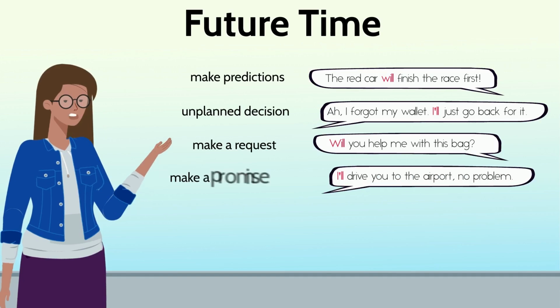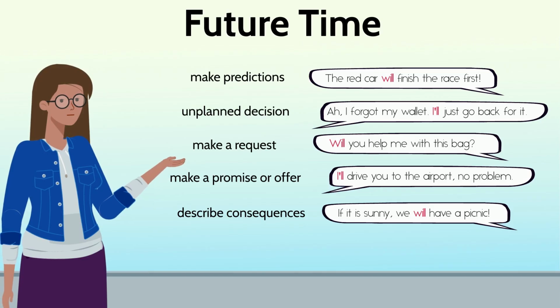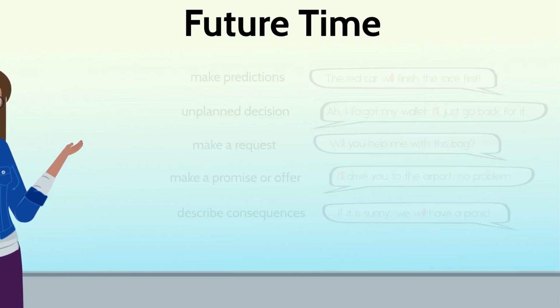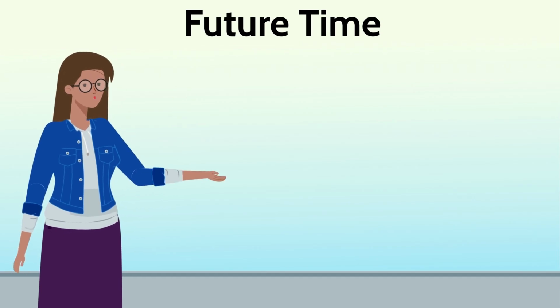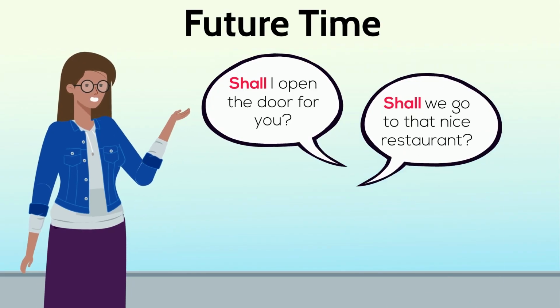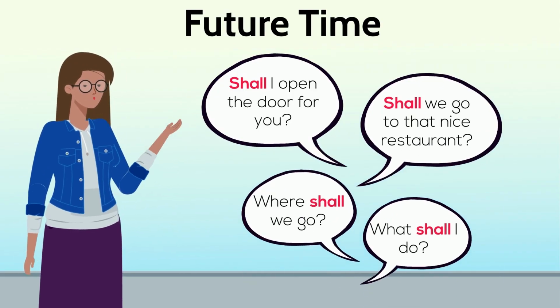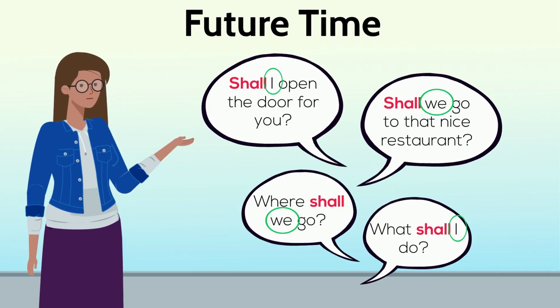a promise or offer, or to describe the consequences of an action. We use shall in a similar way to will, but mostly to ask for and to make offers and suggestions. It is mainly used with I and we when making questions.